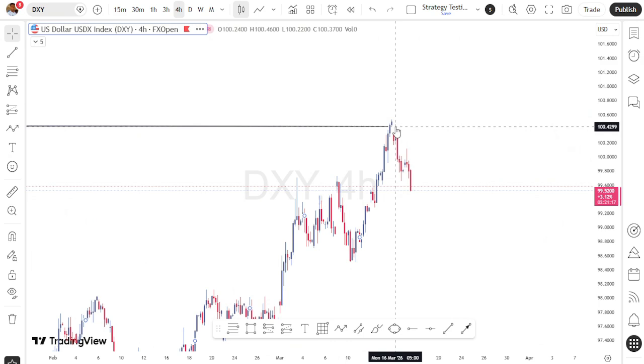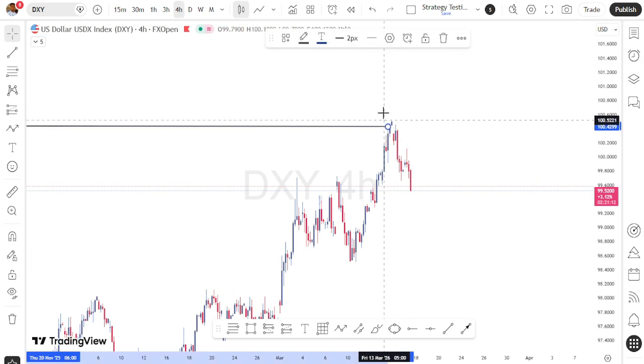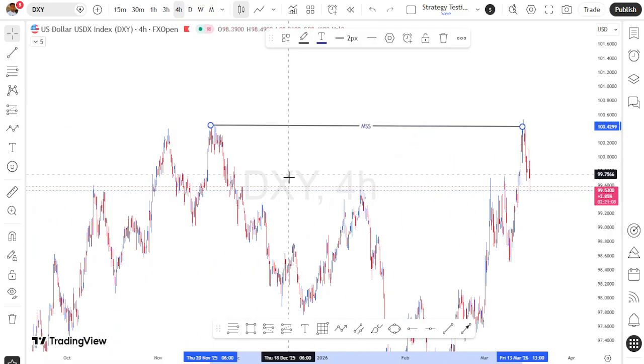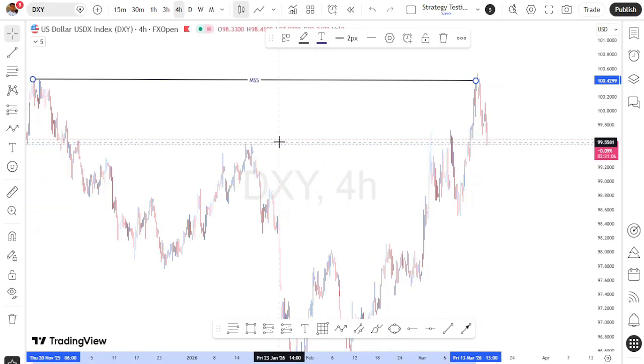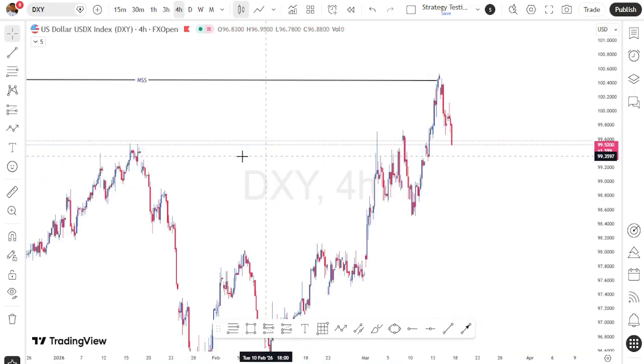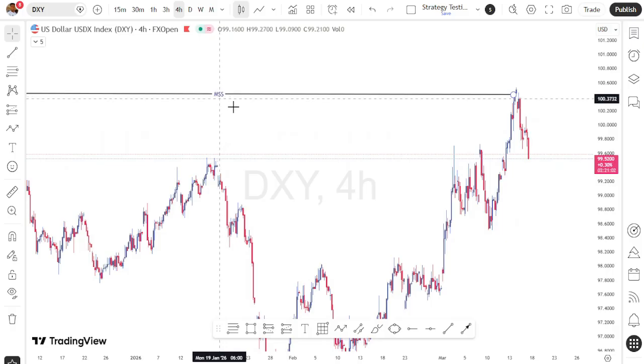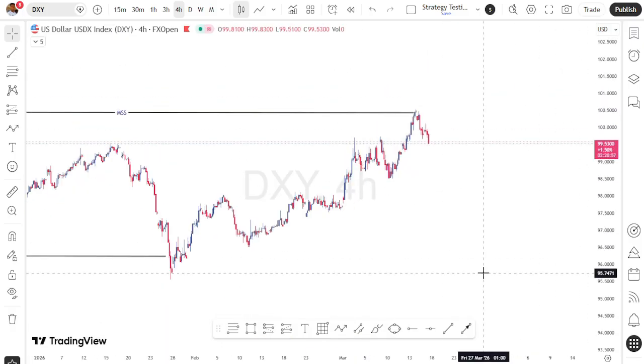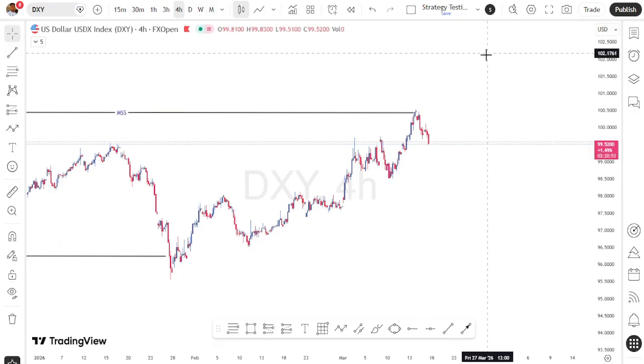Now we have a change of character. Once you see a body of a candle closing above the previous high that broke the previous structure, it has become a change of character. So now we have a change of character here, which is the market structure shift. So what are we waiting for? We need to see a very nice pullback before we continue with the trend, which is telling us that the DXY is very, very bullish.